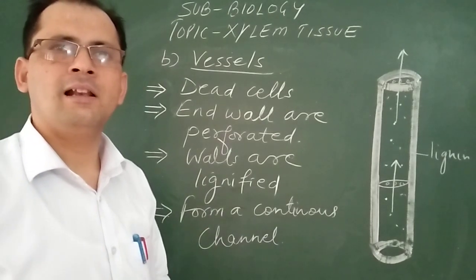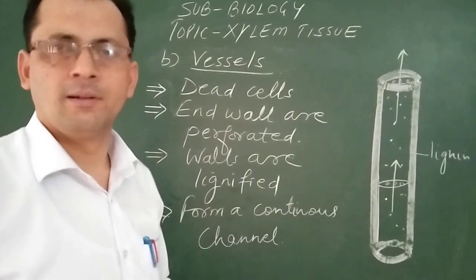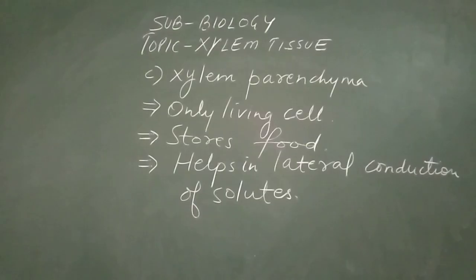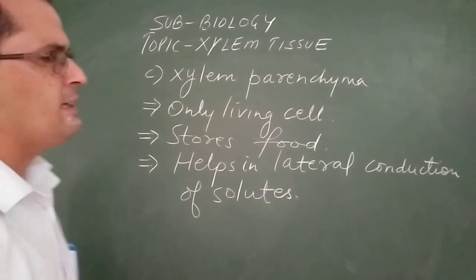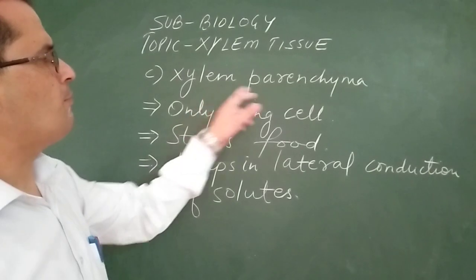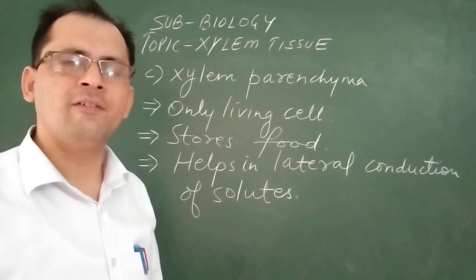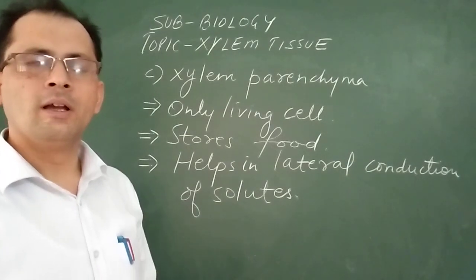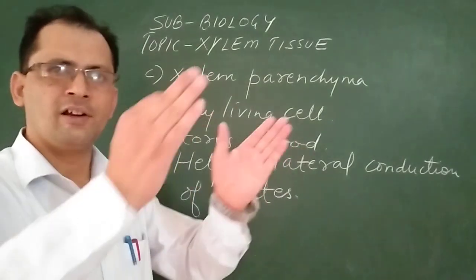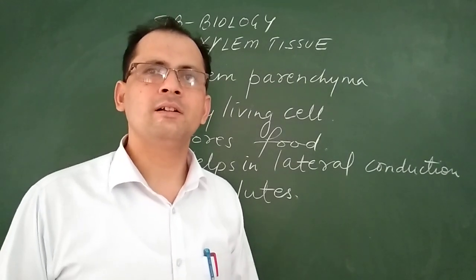Now the third cell of which the xylem tissue is composed is xylem parenchyma. So this xylem parenchyma is the only living cell of xylem tissue. Its major function is to store food and it helps in lateral conduction. Lateral conduction means sideways conduction of the food as well as the solute.